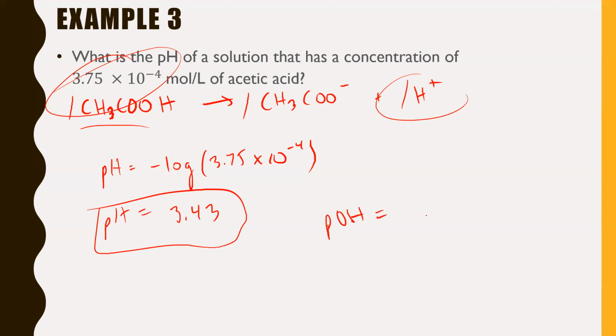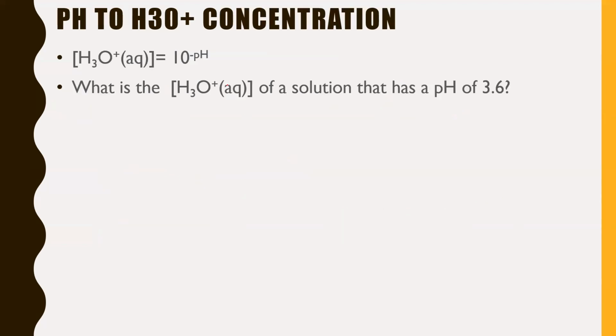pOH, the formula for that is the same. It's negative log, except this time it's of your OH negative concentration. Boom, spoiler, done. All right. The other thing we can say is, how do we go the other way around? H3O positive concentration is 10 to the negative pH.